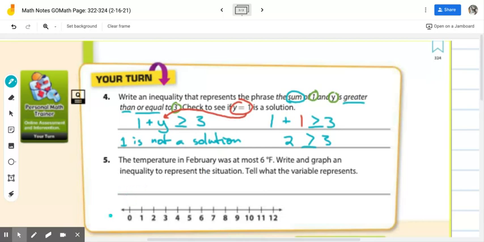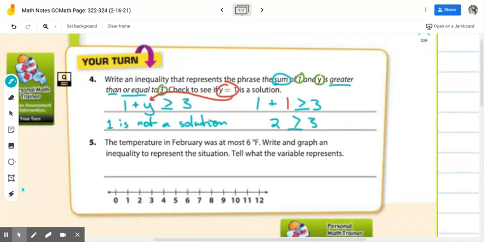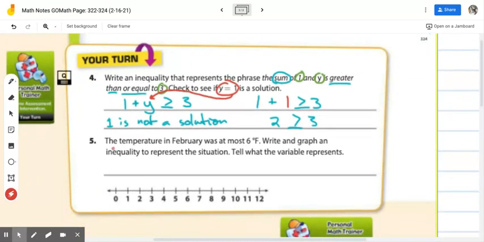Let's look at number 5, our next one. Here's another real world situation. We have the temperature in February was at most 6 degrees Fahrenheit. Write and graph an inequality to represent the situation. Tell what the variable represents. Okay, so let's start looking up some clue words here. And actually, I'm going to circle the numbers first. We have 6 degrees Fahrenheit. There's one. Okay.